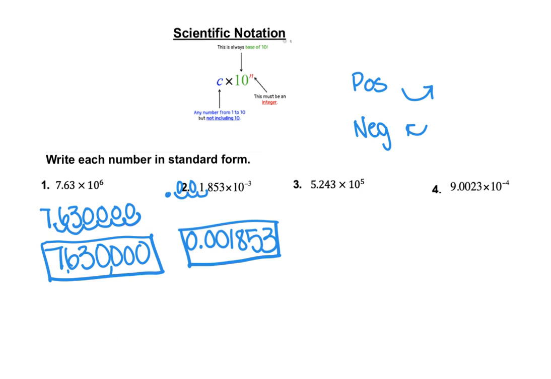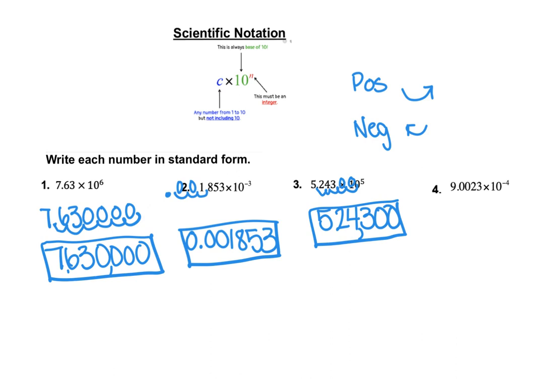All right, so for the next one again, I've got a positive exponent, so I'm going to be multiplying by 10 5 times, moving that decimal place to the right 5 times. 1, 2, 3, 4, 5, and again, I need to have my zeros for my placeholders, so I have 5, 2, 4, 3, and then 2 zeros. So my answer written in standard form is 524,300.